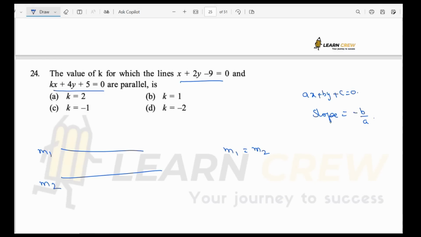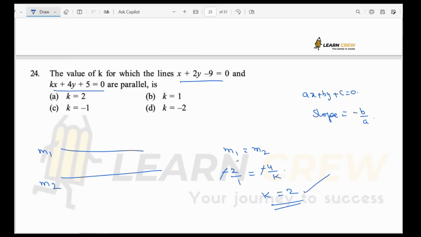So what is the slope for the first one? Minus 2 by 1. Yes or no? Minus b by a. Now what is the slope here? Minus 4 by k. So minus minus cancel. So now 2 2s are 4. So k is equal to how much? 2.